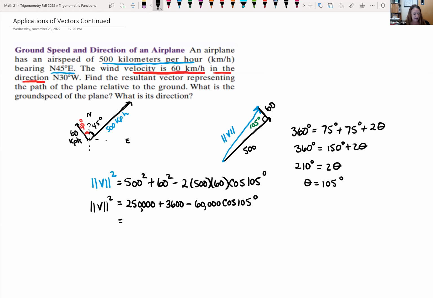So let's plug this in. So we have, not 25,000, 250,000 plus 3,600 minus 60,000 cosine of 105 degrees. Make sure your calculator is in degrees. So I want the square root of that result to get what V is, the magnitude of V, our vector.